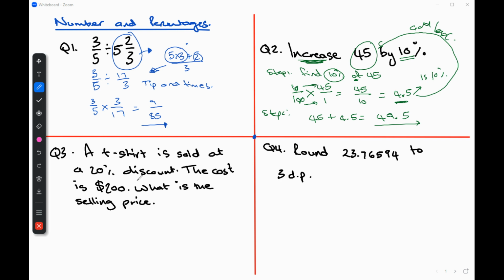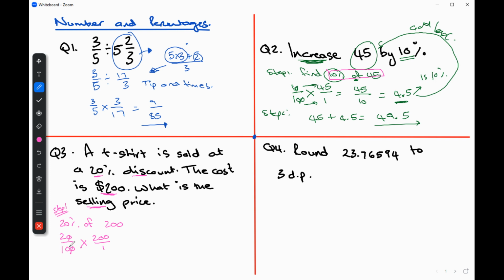A t-shirt is sold at a 20% discount. The cost is $200. What is the selling price? Here we have to calculate, just like we did 10% of 45, 20% of 200 as step 1. That's 20 over 100. Every time you see a percentage, put it over 100. You see the word of, make it times. Then put 200 over 1.